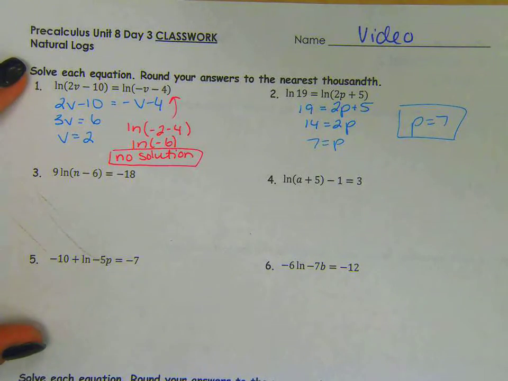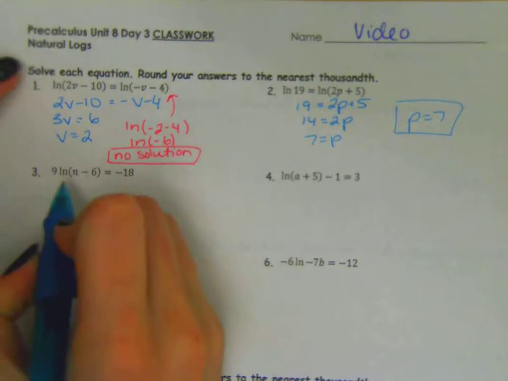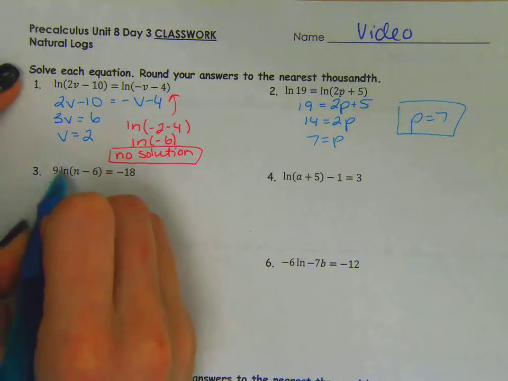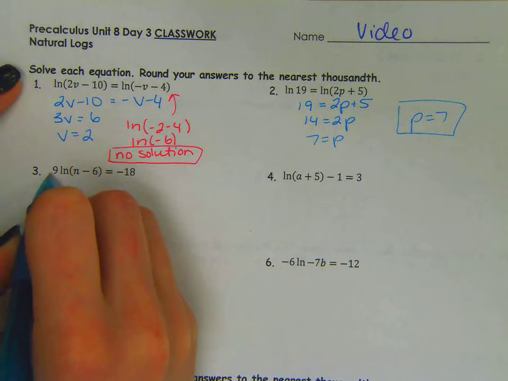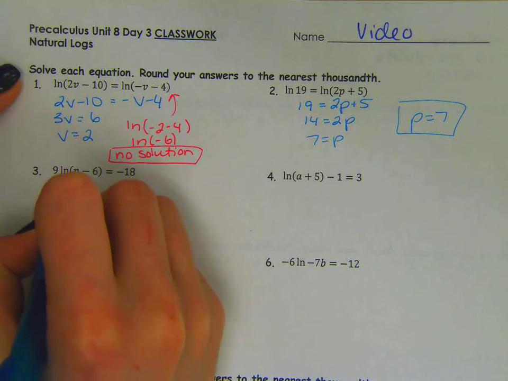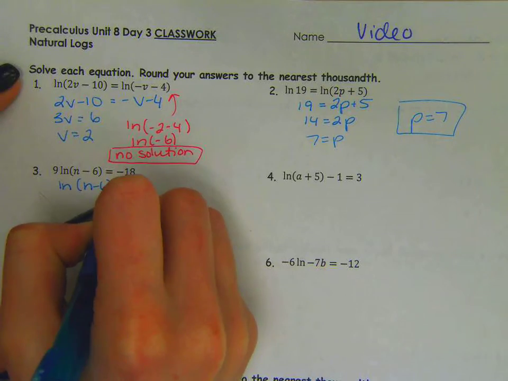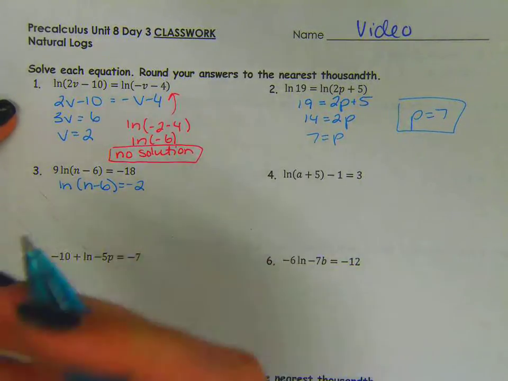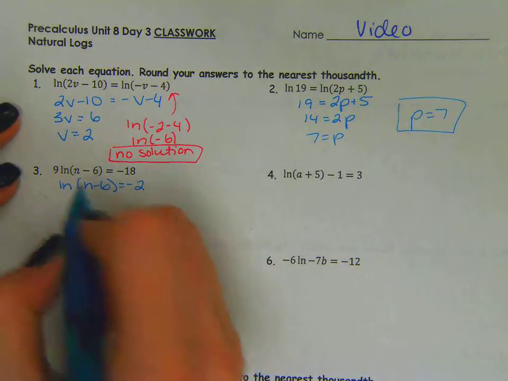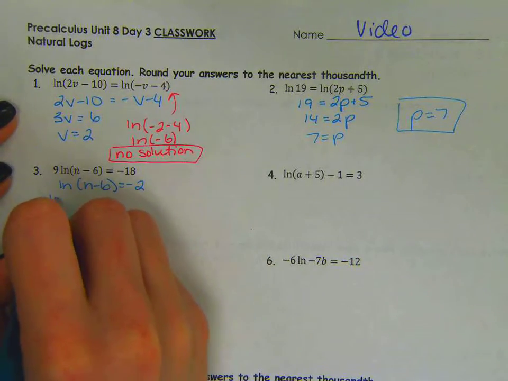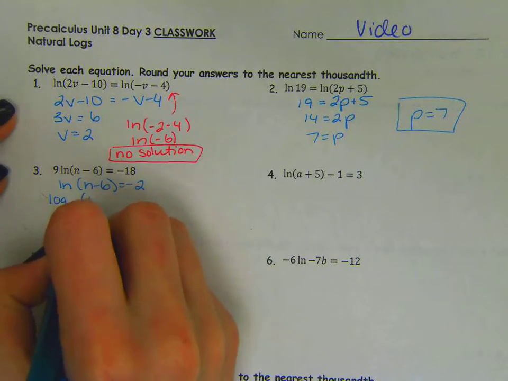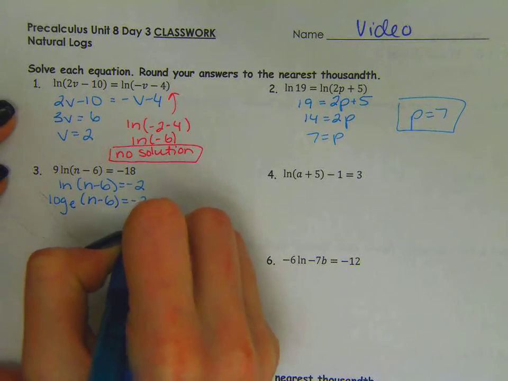When we have a log on just one side, remember, same as last class with regular logs, all we have to do is put it into exponential form. But before I do that, I want to get rid of this 9 out front. I want to think about dividing both sides by 9. So I've got natural log of n minus 6 equals negative 2. So again, when there's a log only on one side, we convert this into exponential form. And I'm going to rewrite ln as log base e, just to show exactly what I'm doing, of n minus 6, and that equals negative 2.